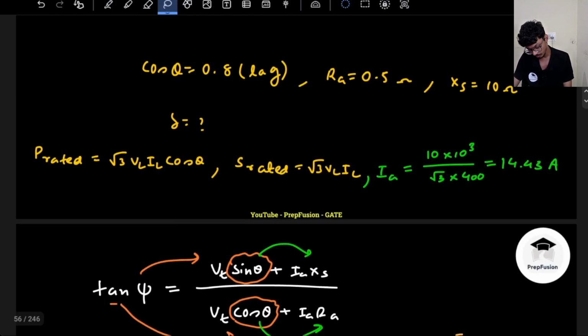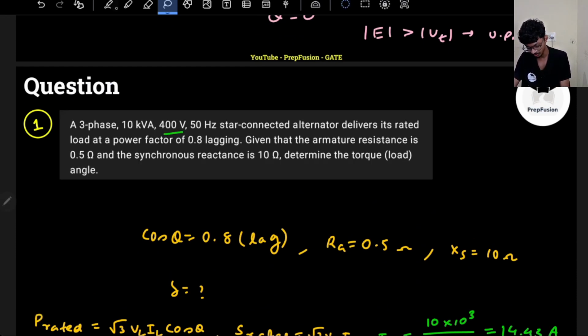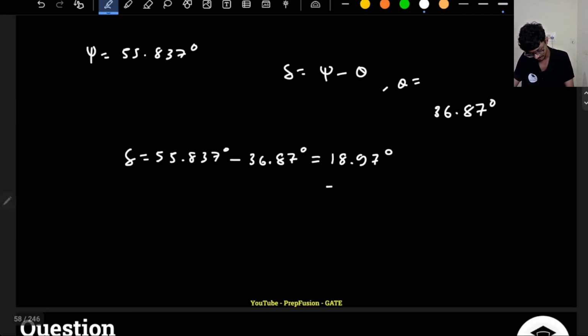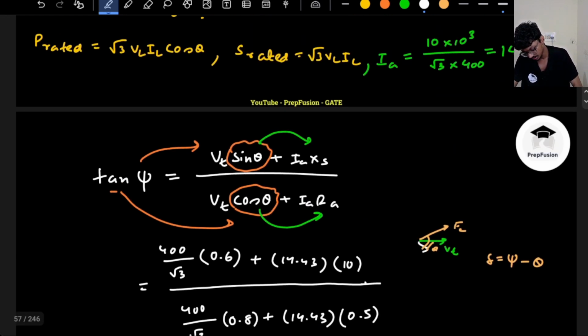Remember, if they ask you to determine the load angle and nothing is mentioned, by default you should assume it to be in radians. So in radians, this into pi divided by 180 comes out to be 0.331 radians. Just be careful regarding this angle thing, because in numerical answer type you can go wrong. What is the other way to solve this? This was method 1, using the formula.